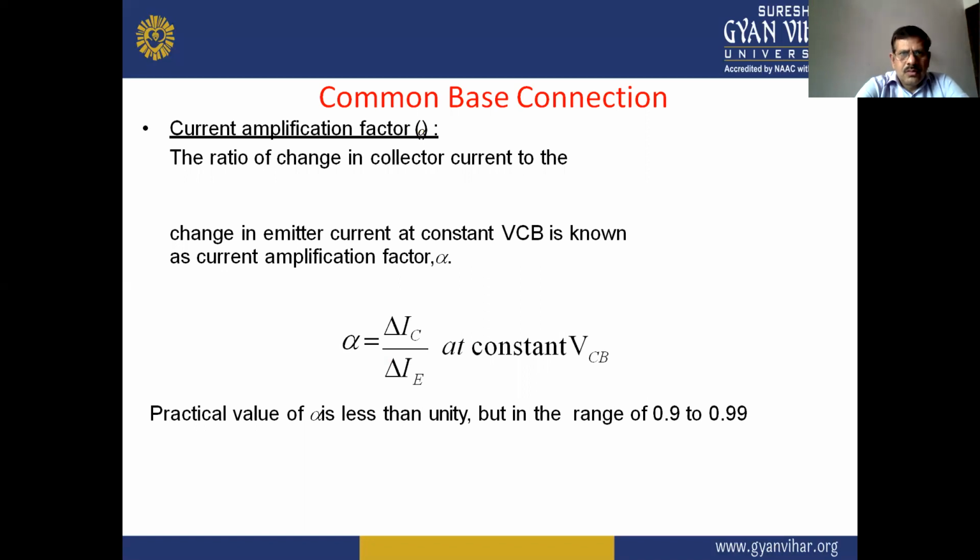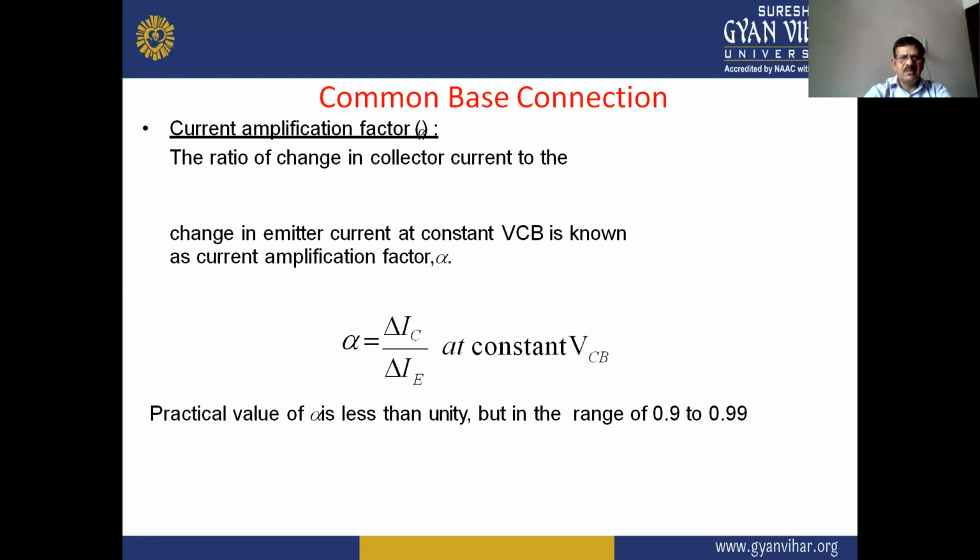Now, what is the current amplification factor alpha in the common base connections? The ratio of change in collector current to the change in emitter current at constant collector to base voltage is known as current amplification factor alpha. So alpha, in the form of a formula, equals change in collector current to change in emitter current at the constant collector to base voltage.